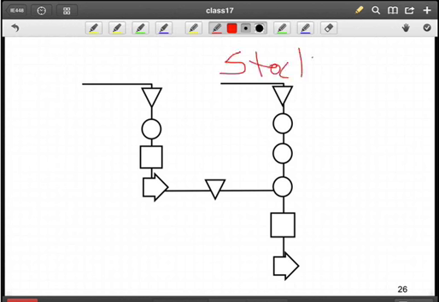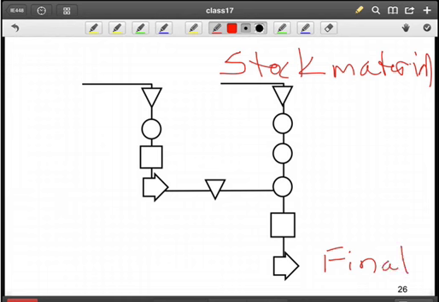So here we have our stock material, and ending up with our final product, perhaps going into the shipping area. Of the total time our product spends in the facility, the big question we always have is what percent of that time is value adding?